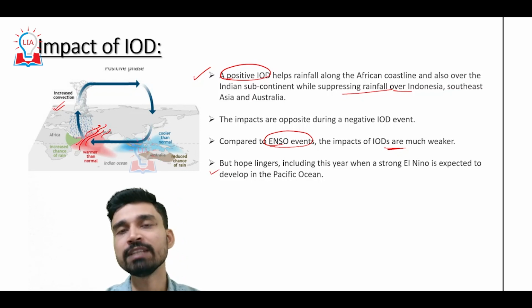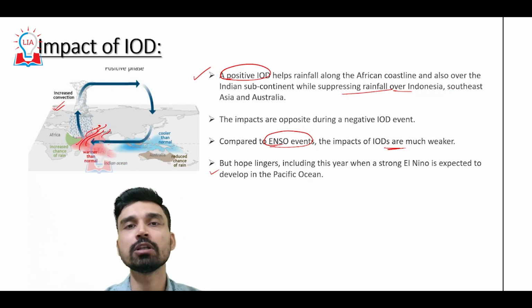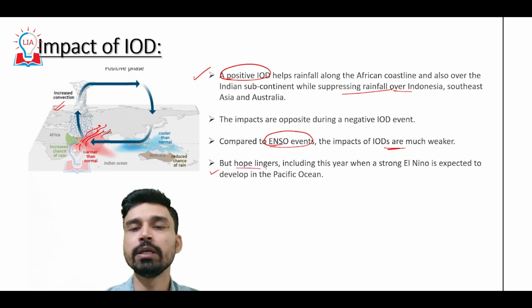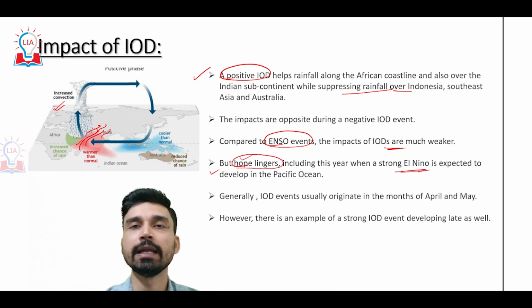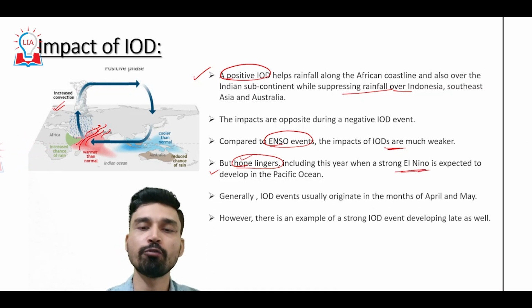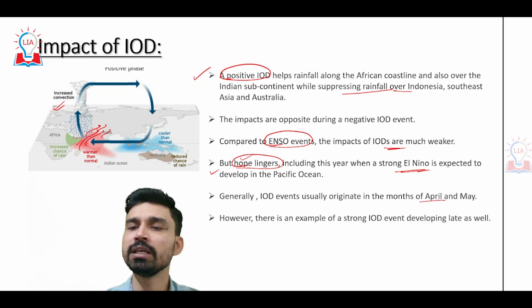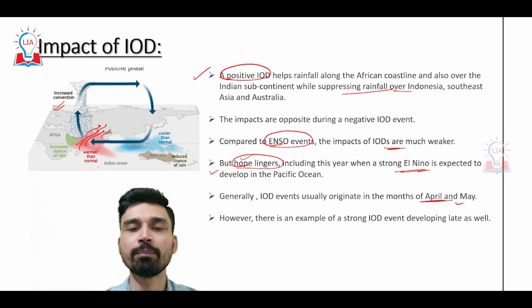But as we have discussed, both from the Australian Meteorological Department as well as from the Indian Meteorological Department, scientists are looking out with hope this year, when a strong El Nino is expected to develop in the Pacific Ocean. Generally we can expect the development of a positive phase of IOD, which generally begins, or should begin, in the month of April and May.